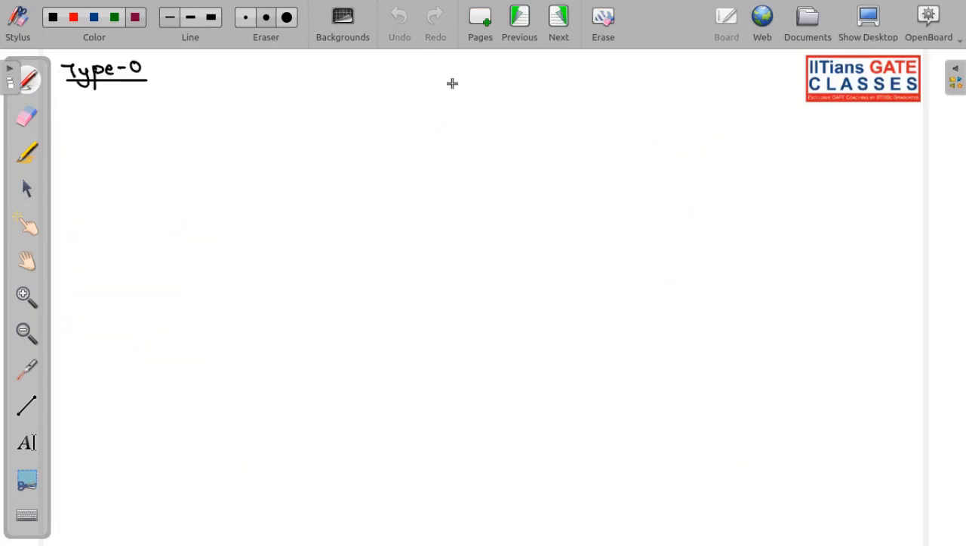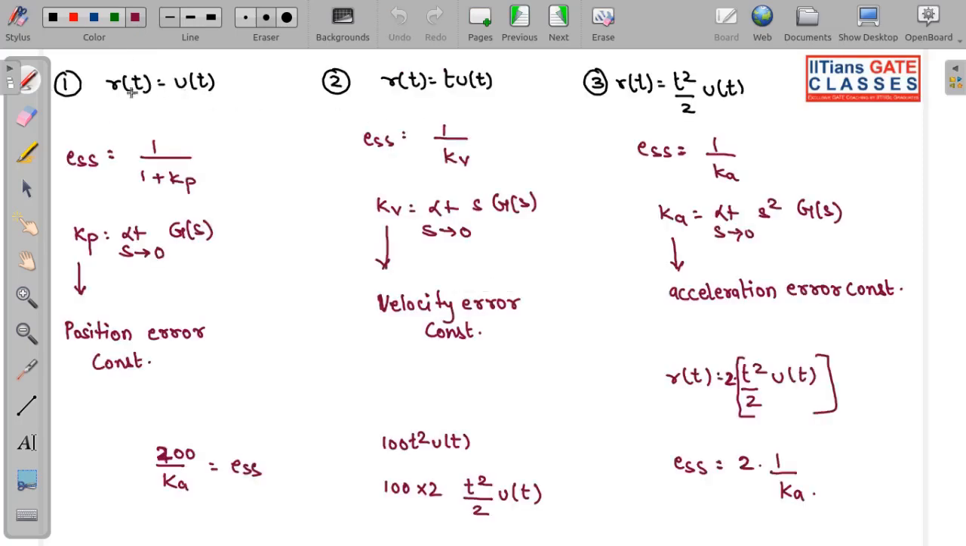Now if we have a type 0 system, how does a type 0 system look? Let me assume G(s) is equal to K N(s) by D(s). And over here this actually looks like K N(s) over s to the power 0 D(s). So like this I have written. Now let us calculate steady state error when we apply R(t) equal to u(t), R(t) equal to t u(t), and R(t) equal to t square by 2 u(t).